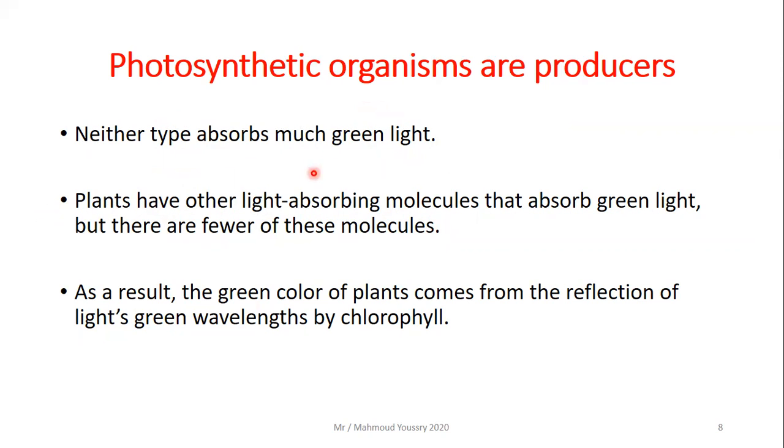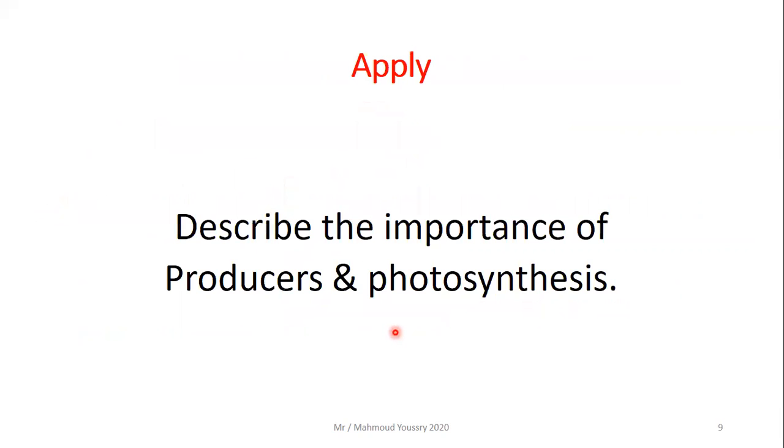This is why we see plants as green, because the green wavelengths are not absorbed as much as the red and blue wavelengths. As a result, the green color of plants comes from the reflection of the light's green wavelengths by chlorophyll.